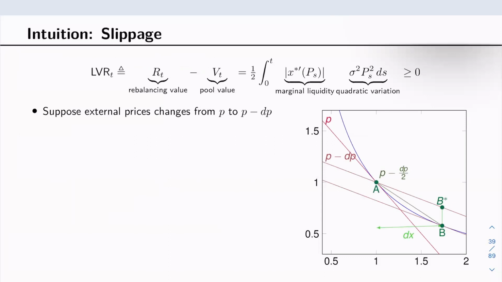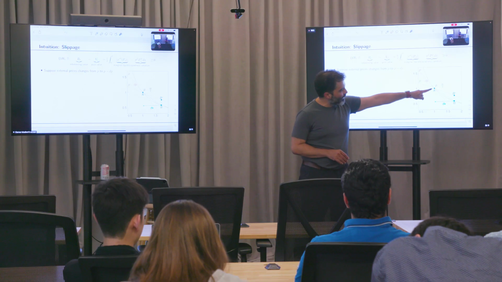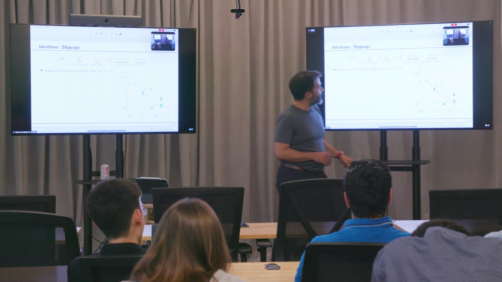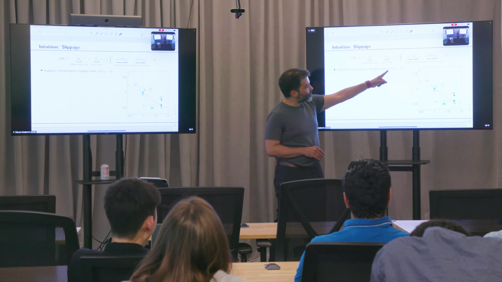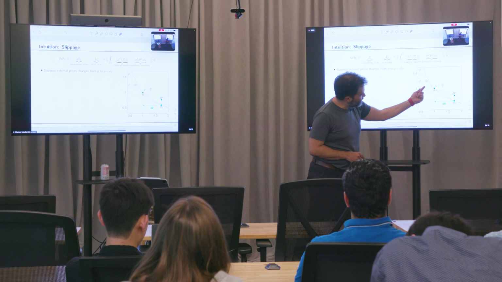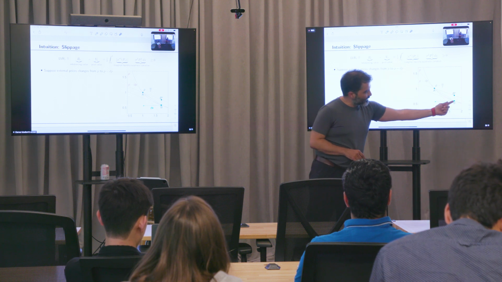OK, so let me give you some intuition for where this loss comes from. Suppose we start out at the pool. Here I have the y asset and the x asset, and the blue is the invariant curve. I'm starting out when prices are p, which is tangent at point A. So when prices are p, the pool is in a state at point A. Suppose the external prices drop from p to p minus dp. So p minus dp is this line over here, and that is passing through point B.